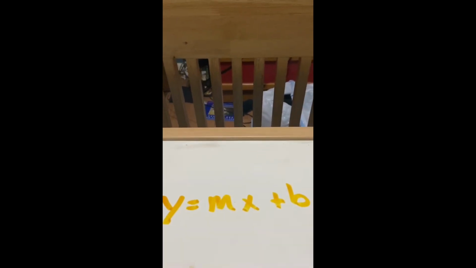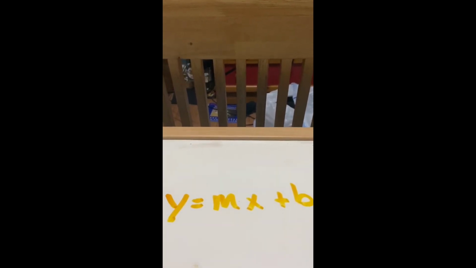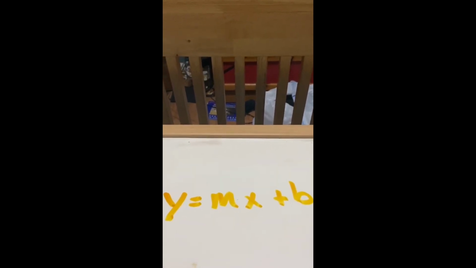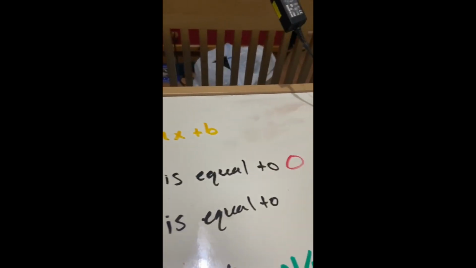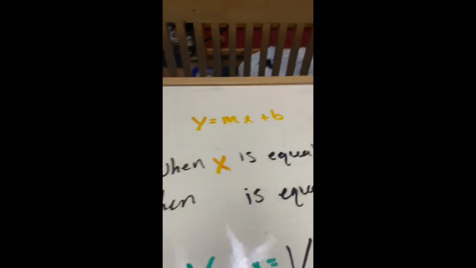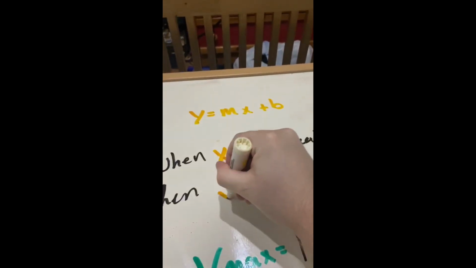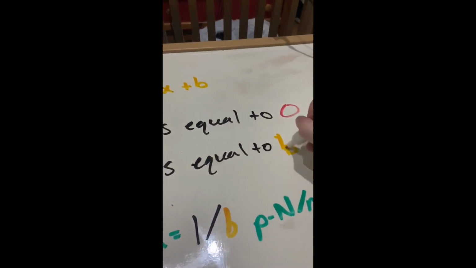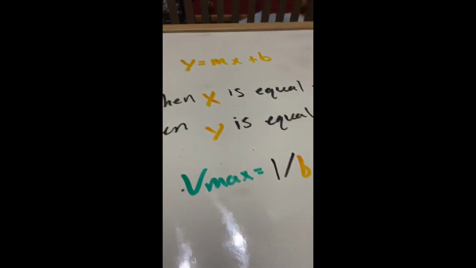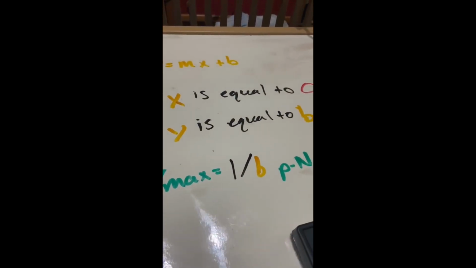In order to solve for Vmax, we simply use the equation that we got from our Lineweaver-Burk graph, and then set x equal to 0, so that way y will be equal to b. So then our equation for Vmax will be Vmax is equal to 1 over b.